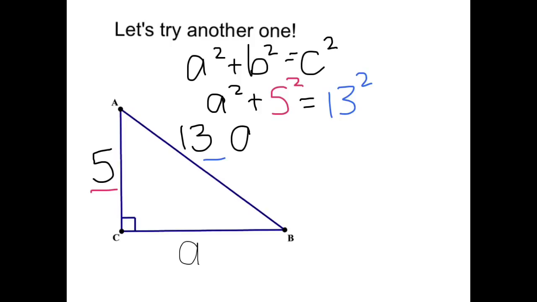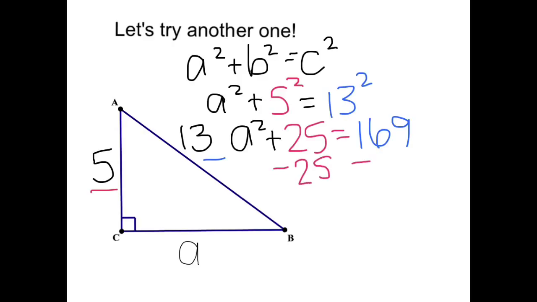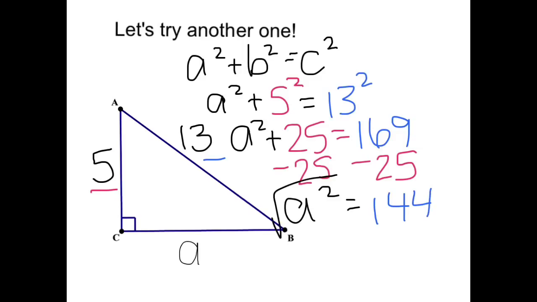Now we keep A squared as A squared since we don't know it. 5 squared is 25. And 13 squared is 169. Now we isolate the variable. So since we want to get A by itself, we have to move the 25. So we have A squared is equal to 144. Now we get rid of the square by taking the square root, and A equals 12.